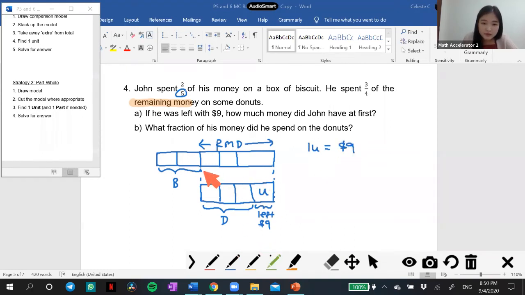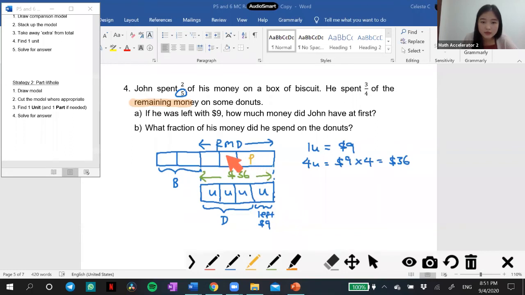Okay, so let's find out second layer total. You have 4 units. So 4 units is $9 times 4, 36. Alright, so this is 36 here. Once you found out the total for the second layer, we can move on to the first layer.